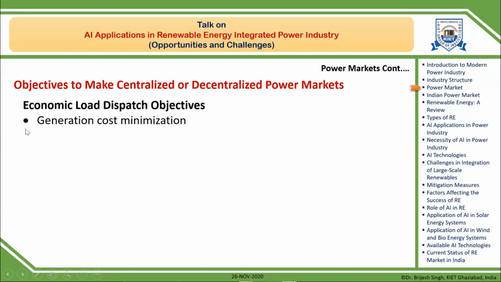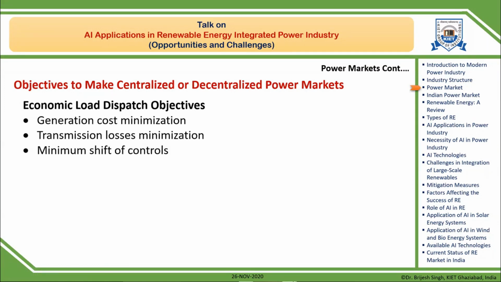So how can we make an economic load dispatch? By generation cost minimization, transmission loss minimization, and minimum shift of control, meaning you are not shifting the control in the system in a frequent manner. If you are from a power system background, you easily understand what shift of controls means. For example, when a sudden demand increase happens, you need to increase the generation. Similarly, when sudden demand reduces, you need to reduce the generation. But because so many generators are connected in this entire structure, deciding which generator's level goes down and which generator's level increases is a very important decision.